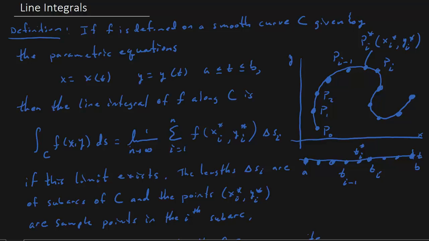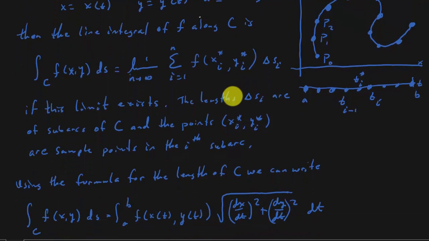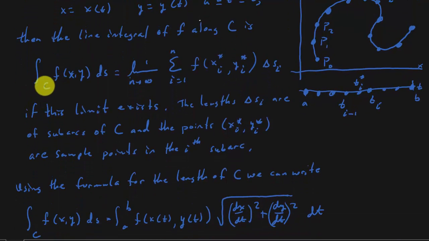If f is defined on a smooth curve C, given by the parametric equation x equals x of t, y equals y of t, and t is between a and b, then the line integral of f along C is the integral, and we use a C right here to represent the curve for the line integral.